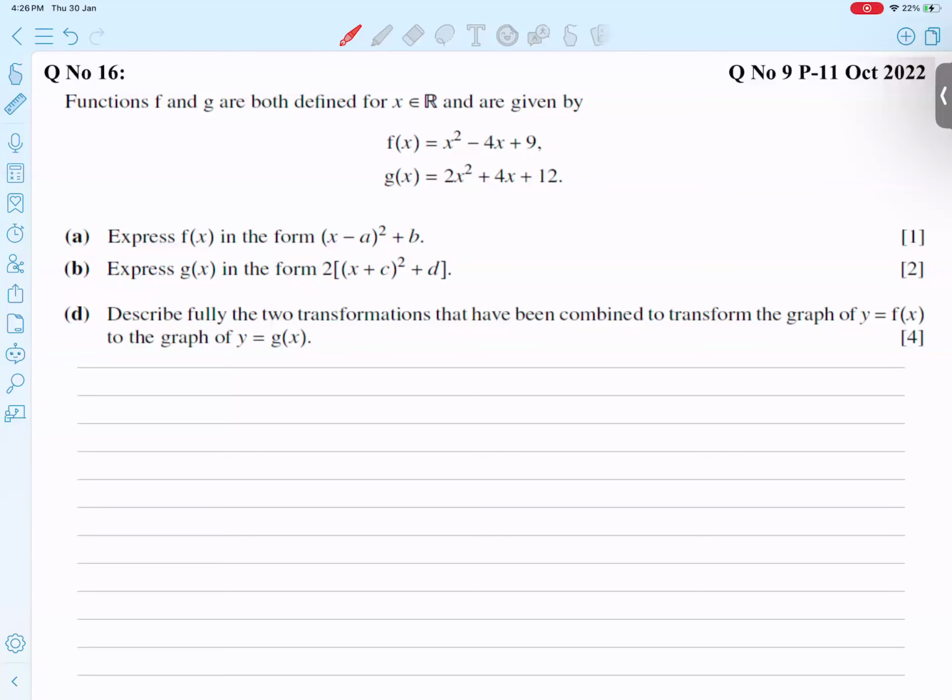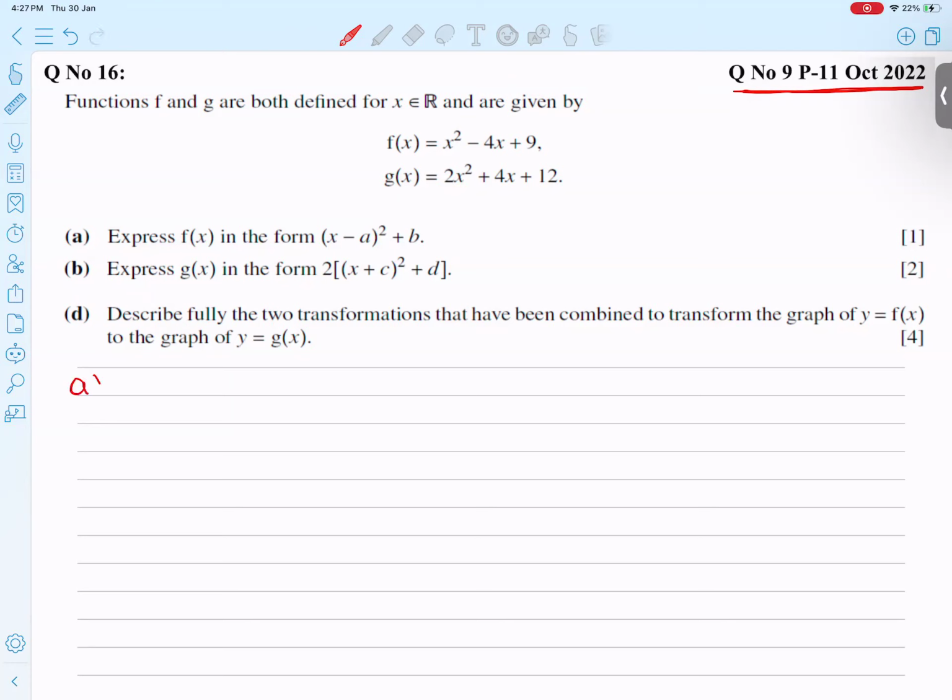Bismillah ar-Rahman ar-Rahim. This is October 2022, variant 11, question number 9. The question says functions f and g are both defined for x belonging to the real numbers, and we are given one quadratic equation. The second quadratic equation is asking us to convert it into a special form called completing the square form.